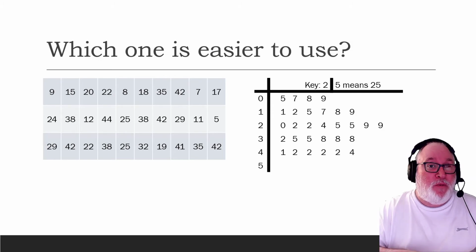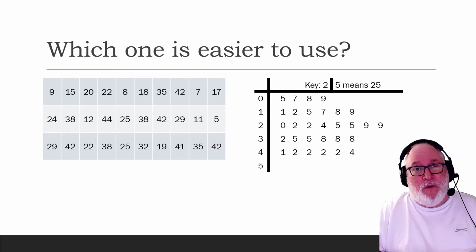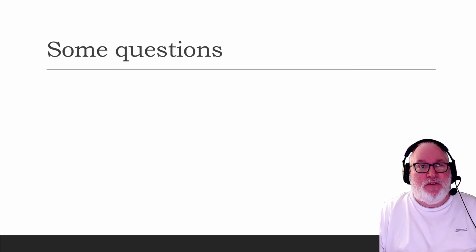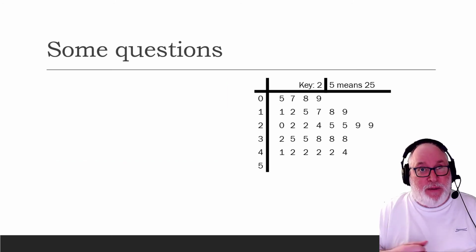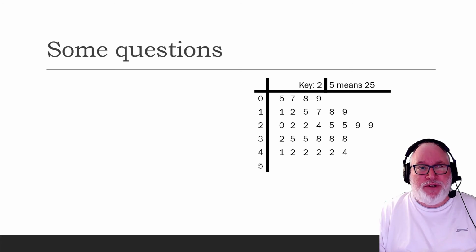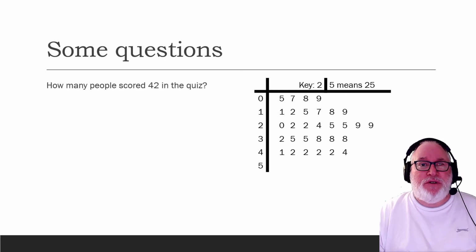So we'll think back to what we originally looked at there, and now look at the stem and leaf. And once you get to grips with the key, it makes it an awful lot easier for you. So then we can pose some questions, couldn't we? Now remember me asking the questions before. So what if I was to ask questions this time? In this instance, how many people scored 42 in the quiz?